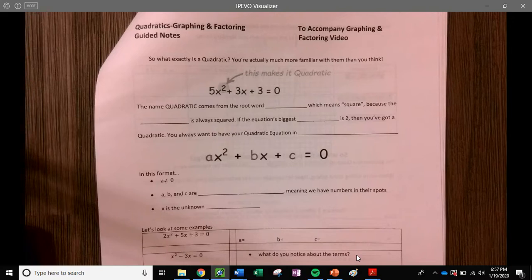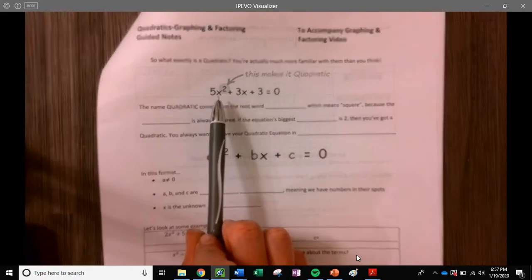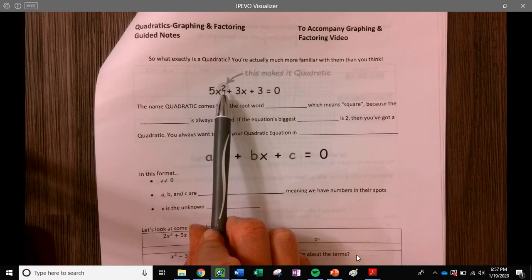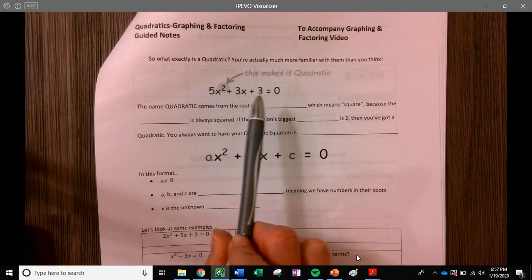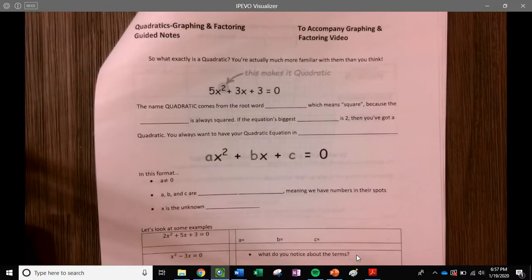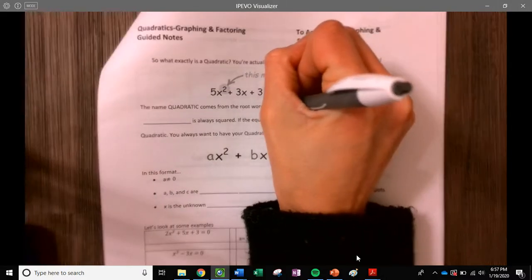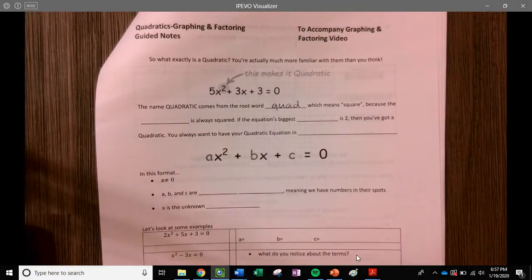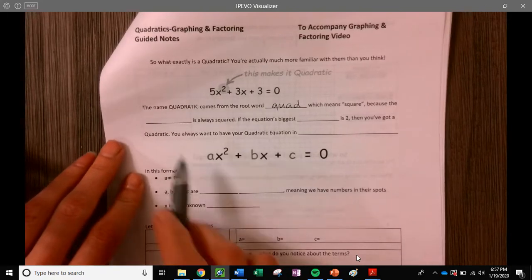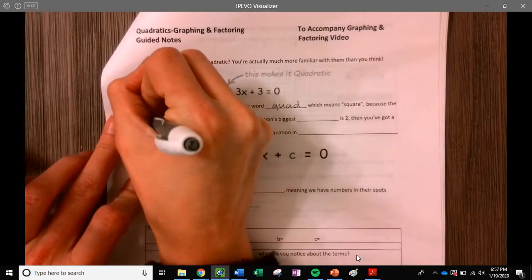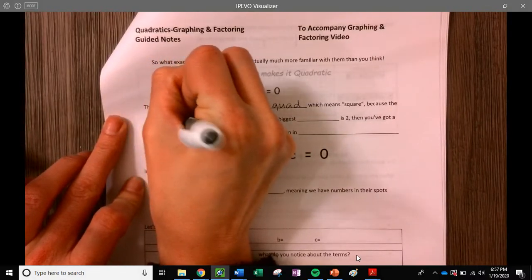So what exactly is a quadratic equation? You have seen these before, you just maybe haven't known what they were or how to classify them. But when we started talking about polynomials, we talked about this briefly. Any equation where you have a squared variable as the highest degree is a quadratic equation. So the name quadratic comes from the root word quad, which means square. And it is referred to as that because that lead term is always got a squared variable.